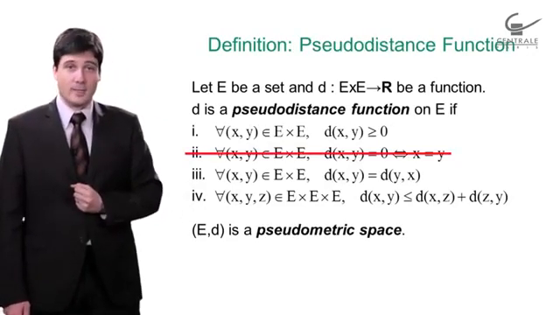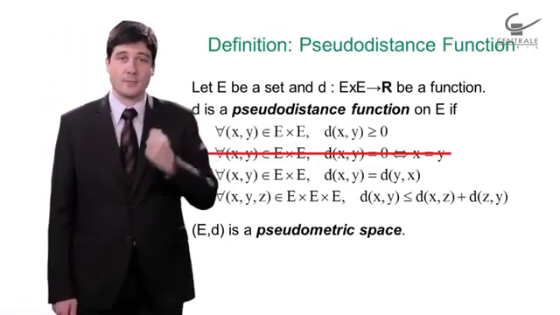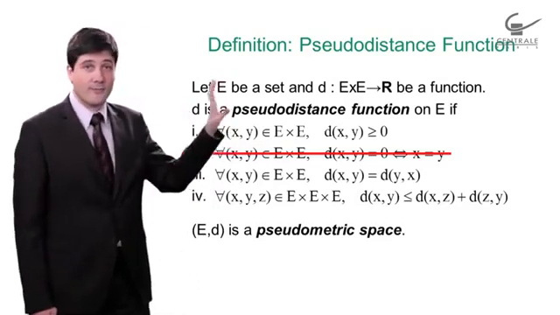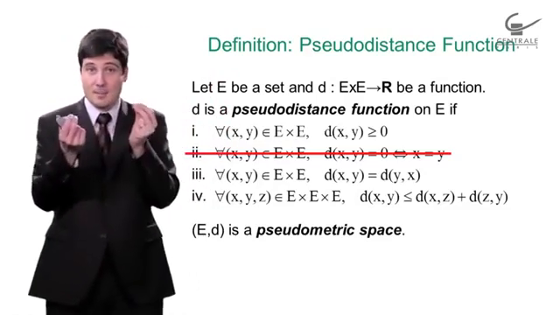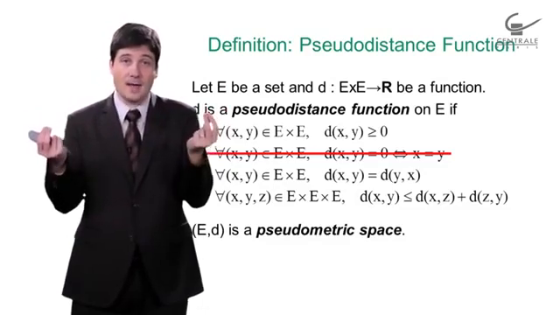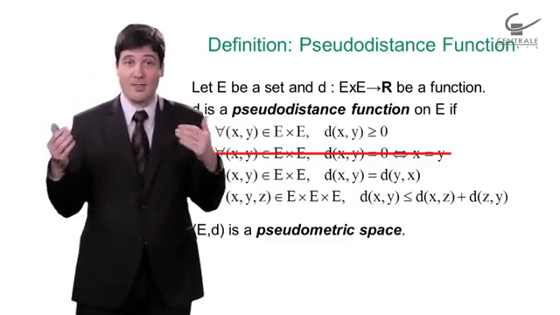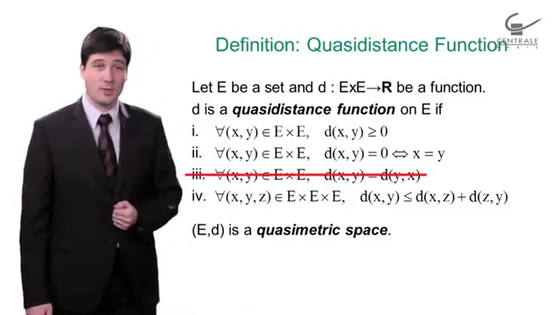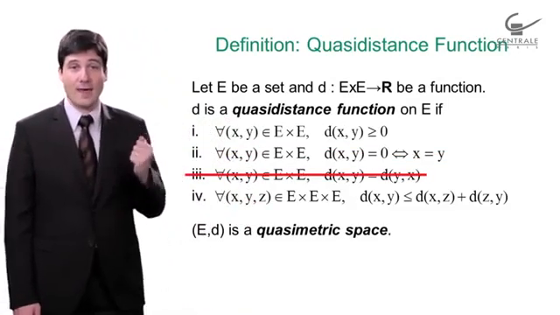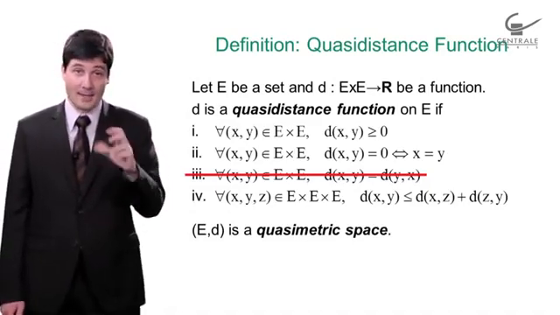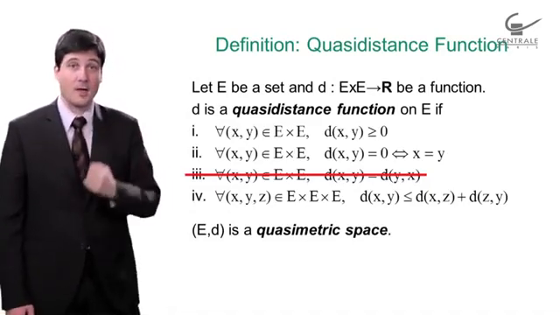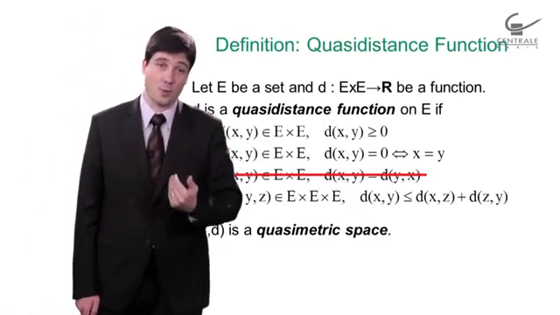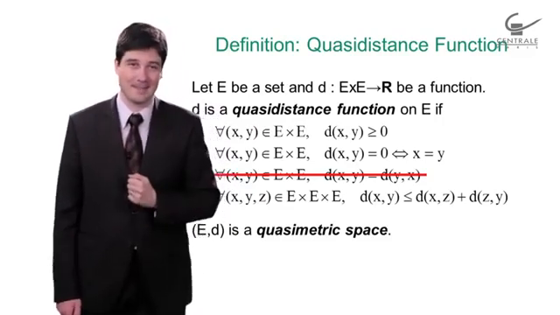If you don't have the second criterion, then what you have is a pseudo-distance function, and E with D is a pseudo-metric space. In other words, if two points can be at different places but have a 0 distance between them, then it's not a distance function, it's a pseudo-distance function. If you don't have the third criterion, D of x, y equals D of y, x, in other words, you don't have symmetry, you do not have a distance function, you have a quasi-distance function, and you have a quasi-metric space.